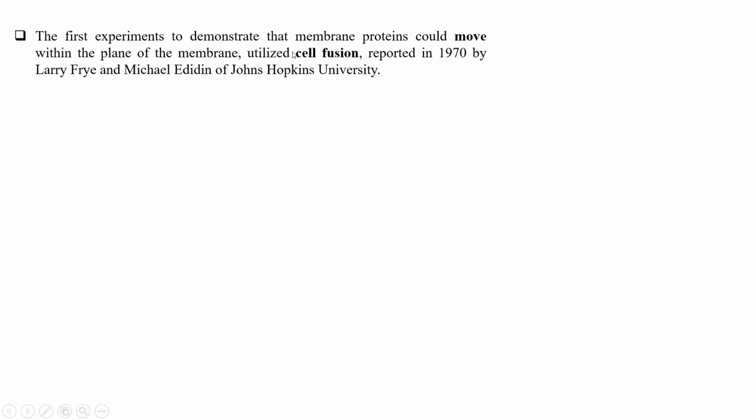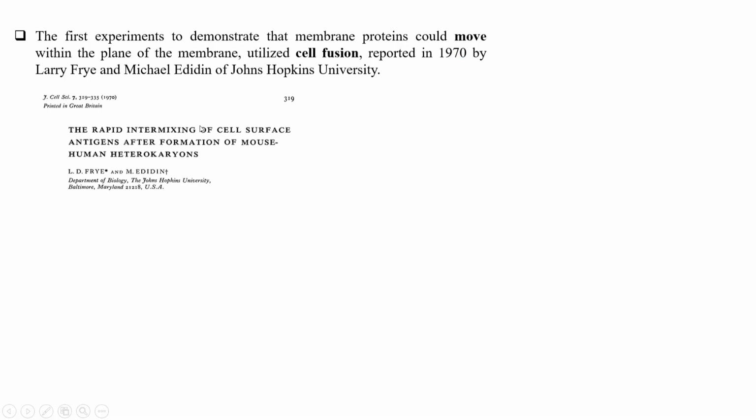And what they did was fuse cells. So this is the original paper published by Frye and Edidin. The title of the paper is The rapid intermixing of cell surface antigens after formation of mouse-human heterokaryons. Now antigens are proteins, so cell surface proteins. They fused two cells of different species, mouse and human. When they mix, we call them heterokaryons.